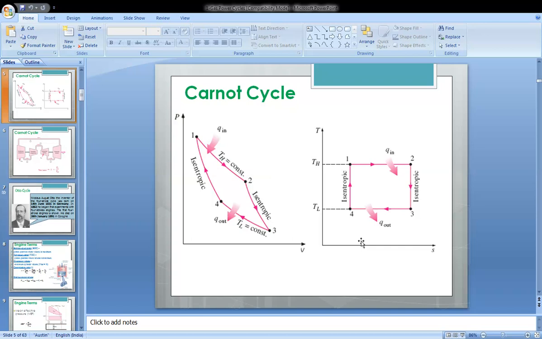Just observe: in this operation, air suction takes place, and 3 to 4 is the compression process. 3 to 4 is the isothermal compression operation. In this isothermal operation, the heat is rejected, and then comes the isentropic compression operation.